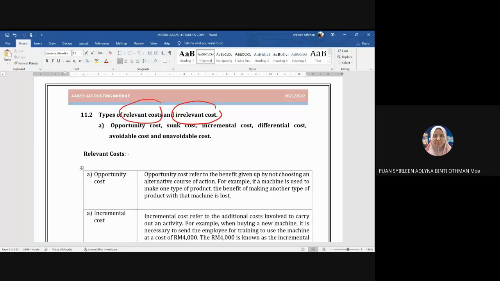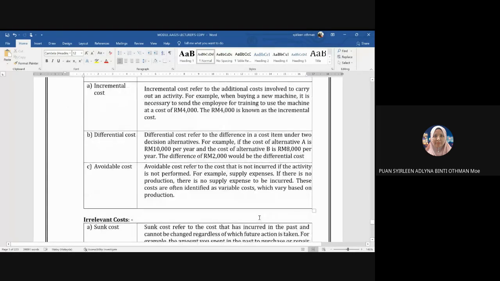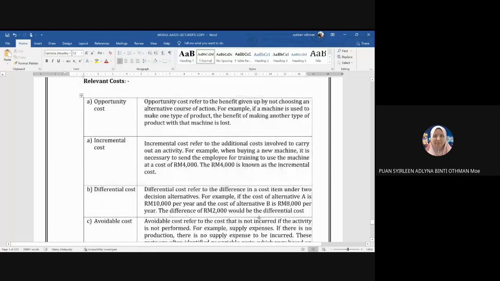Okay, dalam relevant cost ada beberapa item yang kita panggil sebagai relevant cost, which is, kalau you tengok dalam nota, ada 4. Okay, the first one is opportunity cost. Opportunity cost ialah cost that refers to the benefit given up by not choosing an alternative course of action. Maksudnya for example, if a machine is used to make one type of product, the benefit of making another type of product with that machine is lost.